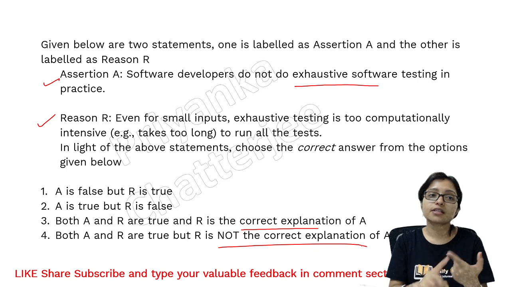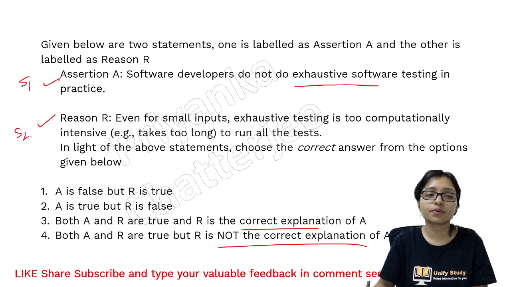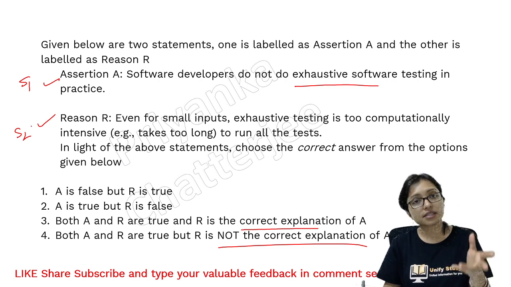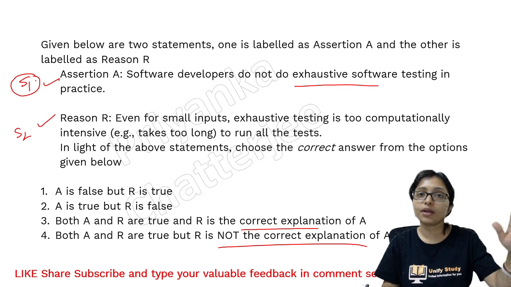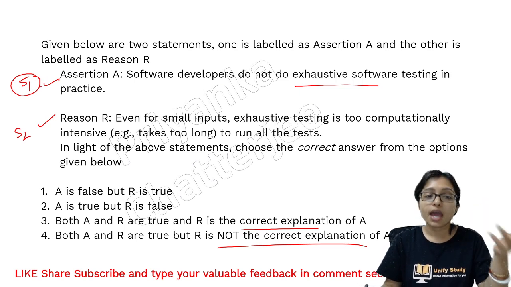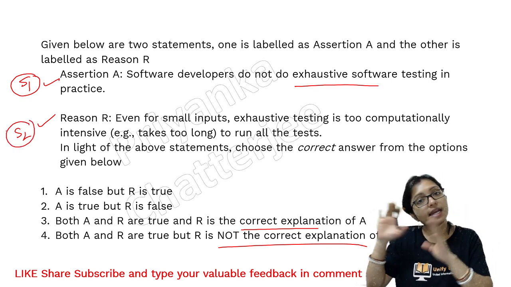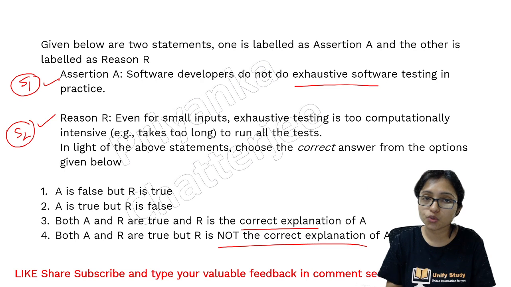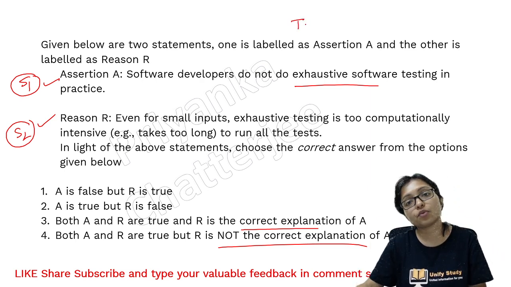First of all, for assertion and reason, you need to think separately. This is statement 1, this is statement 2. You need to ask yourself, if I think of statement 1 as an independent statement, is it true? And if I think of statement 2 independently, is it true? If both are true, yes, statement 1 is true and statement 2 is also true.